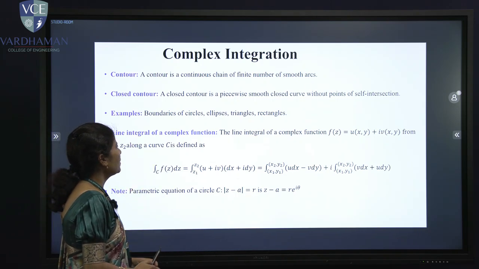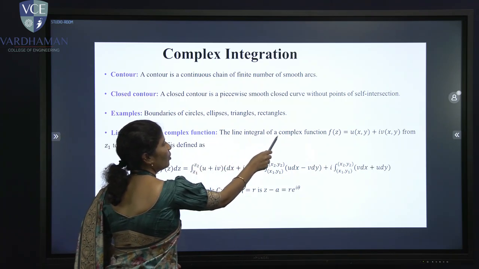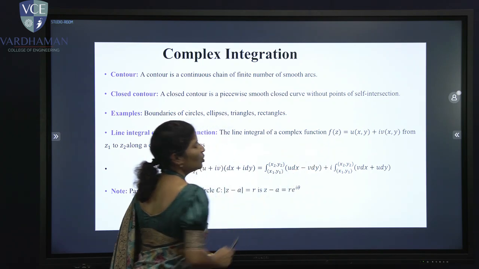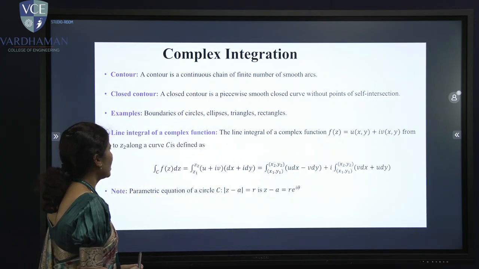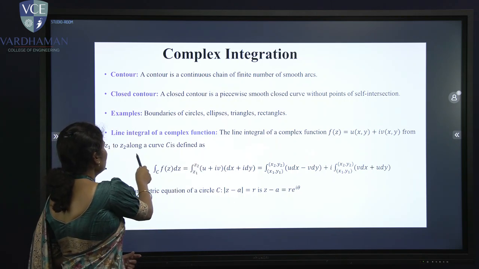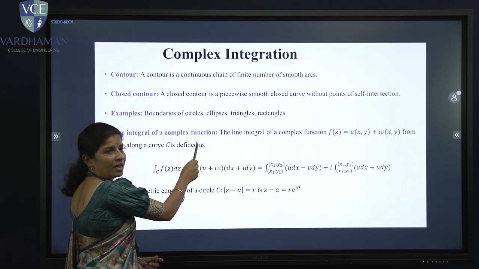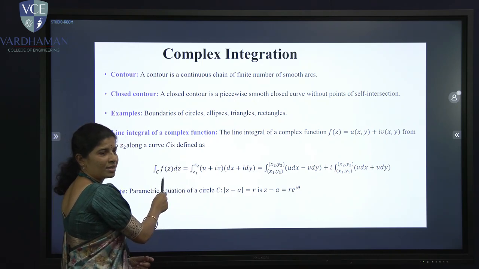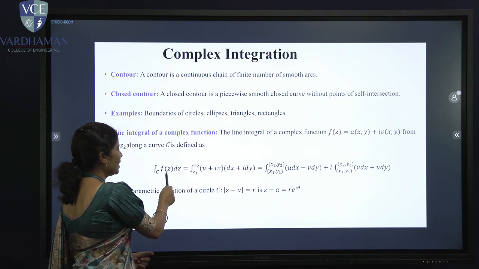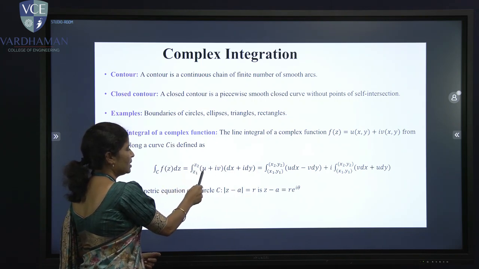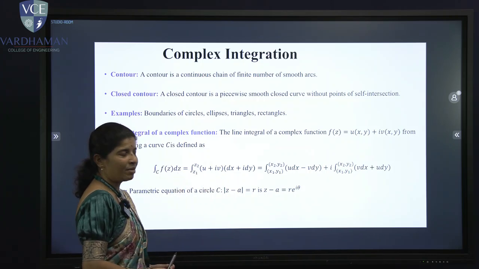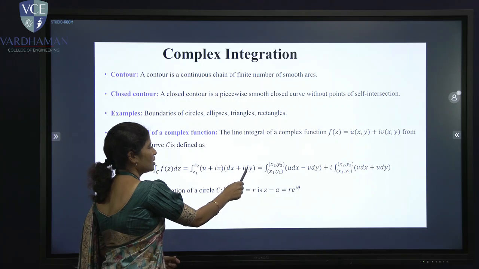Line integral of a complex function. Here I take the complex function f(z) equals u(x,y) plus i times v(x,y), where u is the real part and v is the imaginary part, from z1 to z2 along the curve C. It is defined as the line integral along C of f(z) dz, from z1 to z2. Here f(z) is u plus iv, the real plus imaginary part, times dz, and we know z is x plus iy, so we consider dz as dx plus i dy.